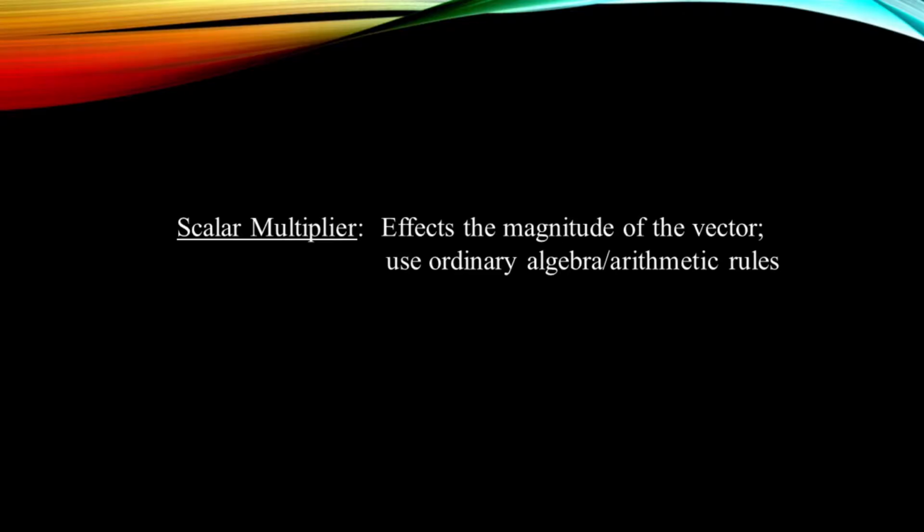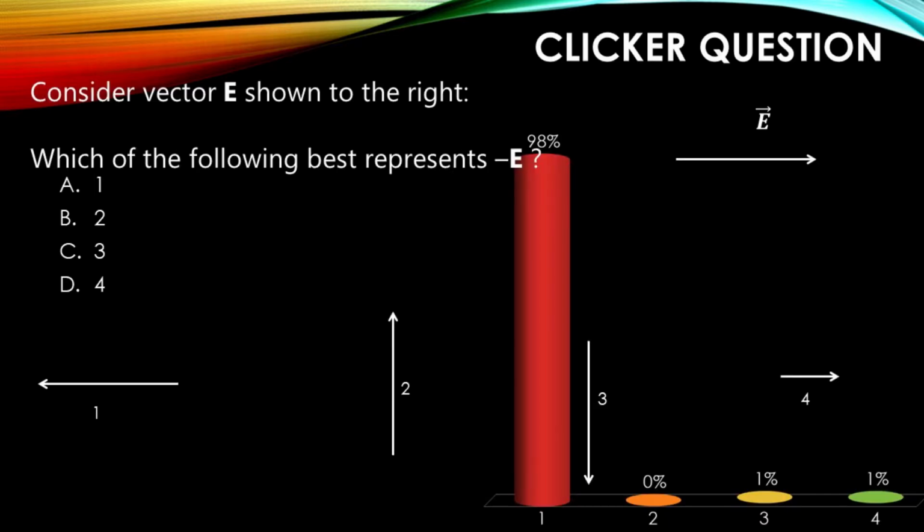And this is just a statement of scalar multiplication in vector addition, that the effects of the magnitude of the vector, you can use the ordinary arithmetic rules. So if I was to take 6 and multiply it by 3, I know that that's going to be 3 times the size of 6. And so it's the same thing with vectors. That if I multiply it by a number, it scales it the way that I expect it would.